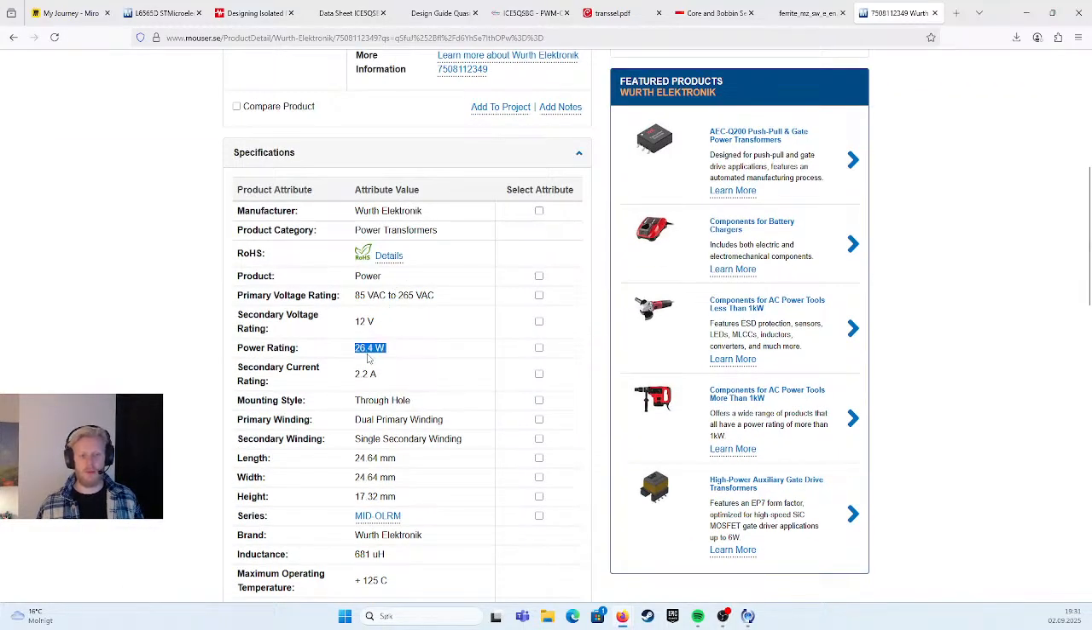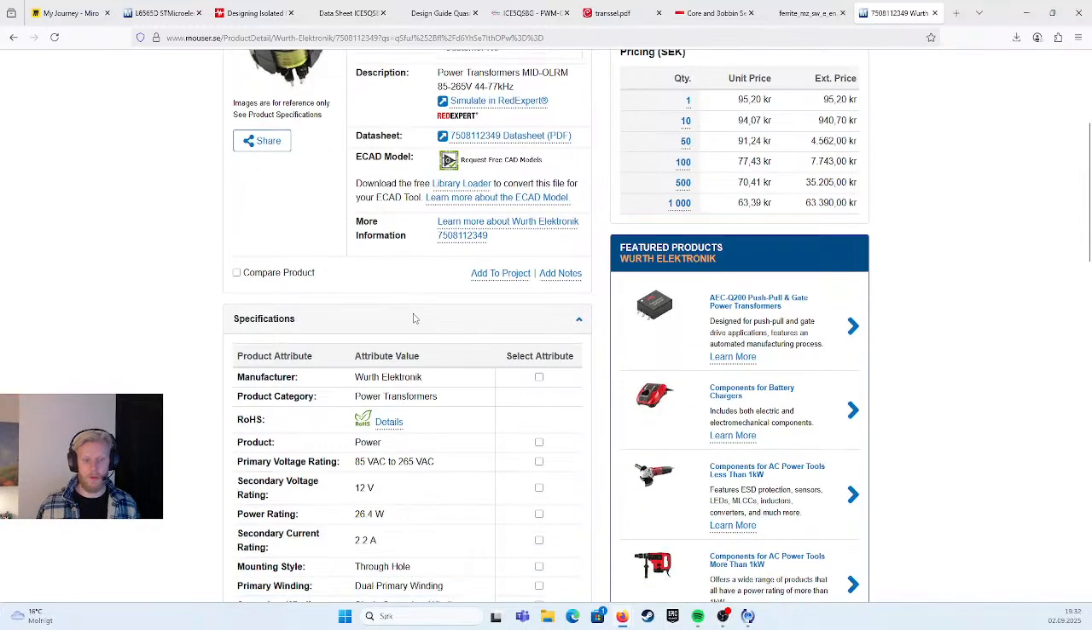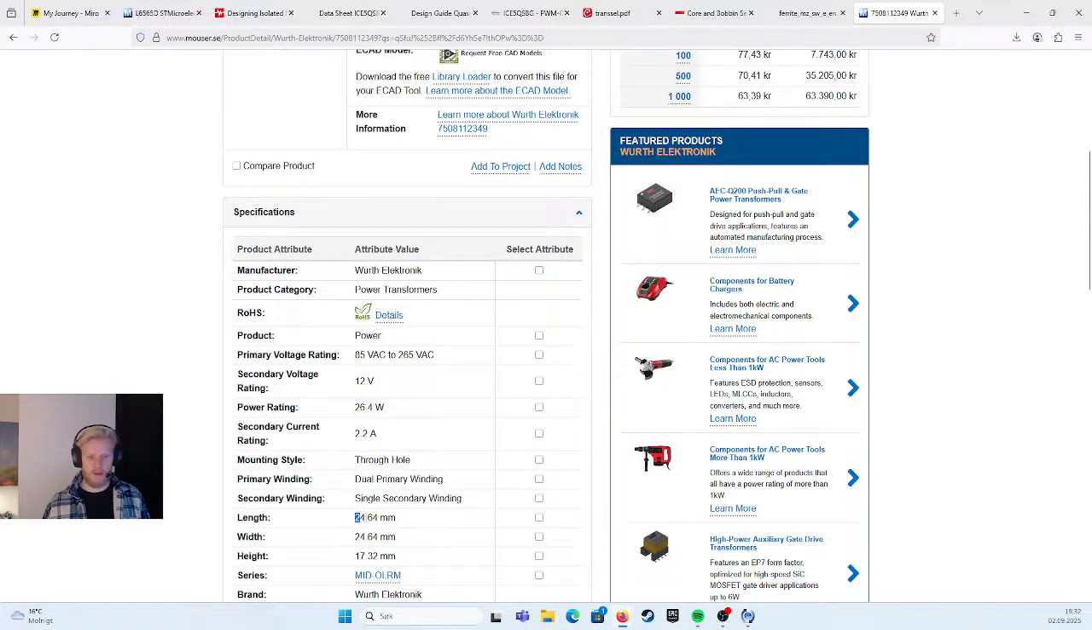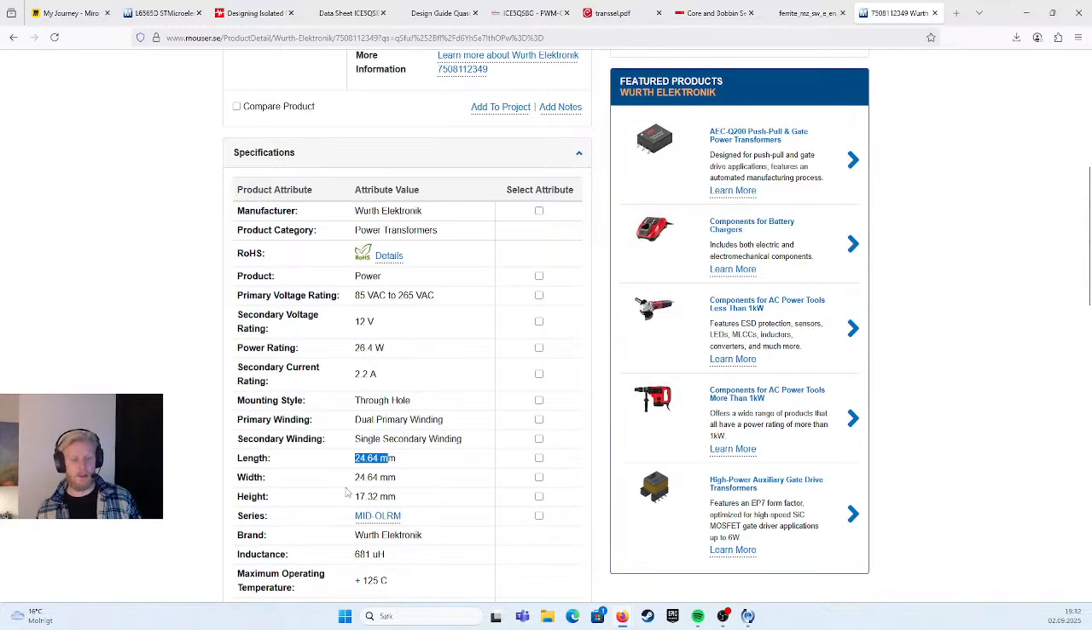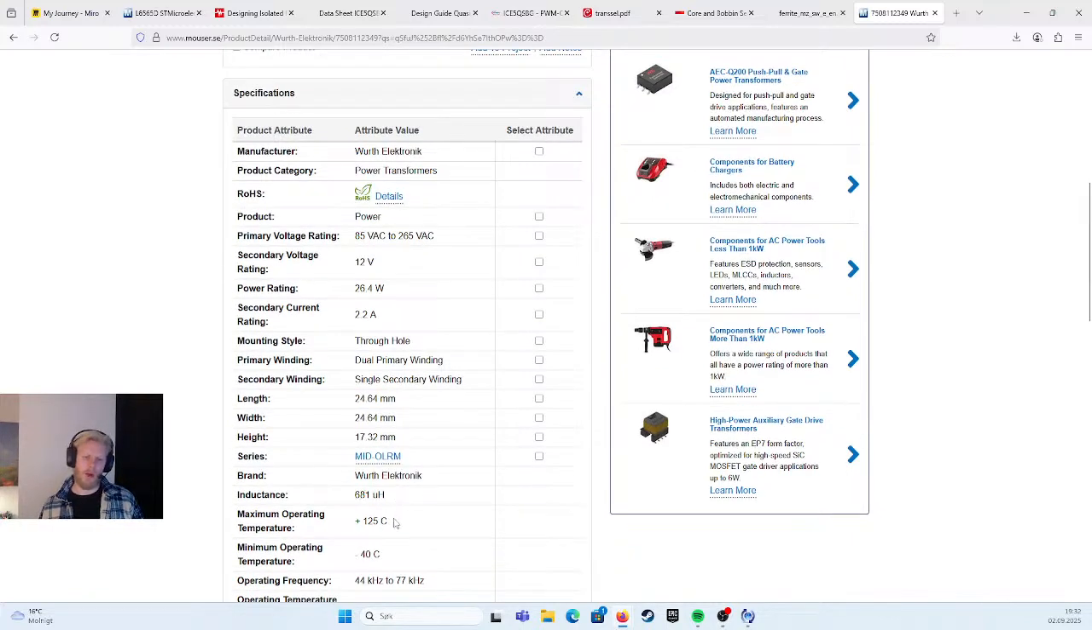Power rating 26.4, so it's a bit over the 24 that we have, and that's all right. 12 volt secondary voltage rating, which is what we want. Secondary current rating 2.2, which is within the specifications. It's a through-hole component, and I guess for bigger components than this, I mean it's 24 or 25 by 25 millimeter and 17-ish millimeter high or tall. The inductance is 681 microhenry.